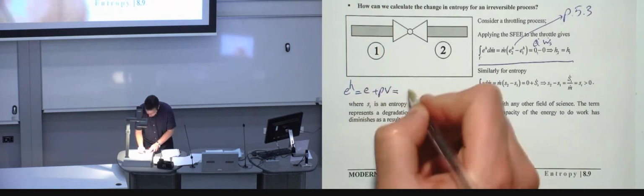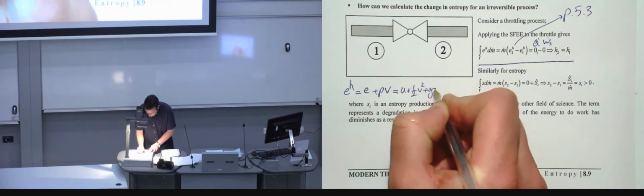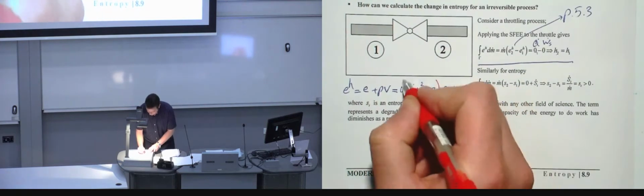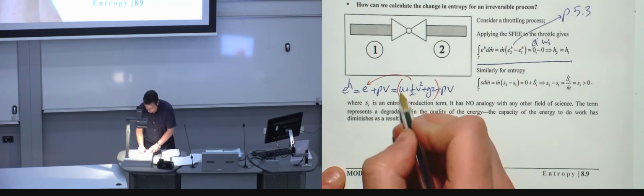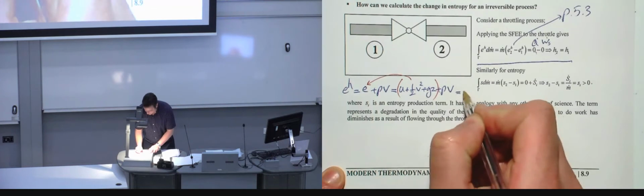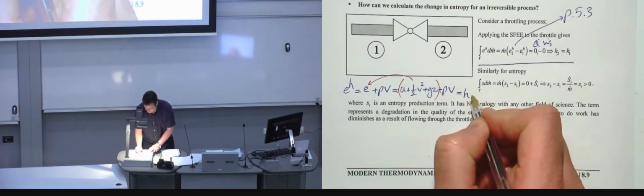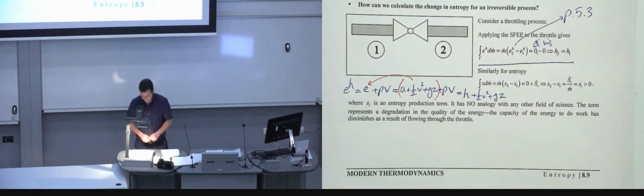as you know, E itself is U plus half V squared plus GZ plus PV. So this is E. And I can combine U and PV, which is defined as H. This is exactly how H is defined, plus half V squared plus GZ. So this is what E^H really is, in steps, if you like.